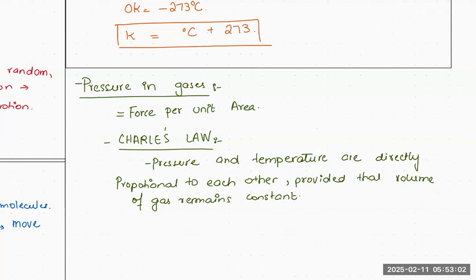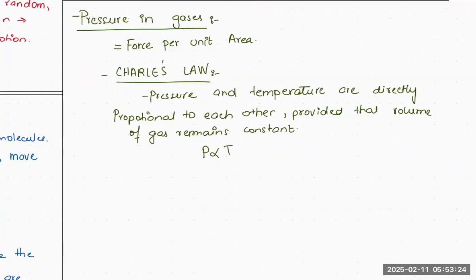So, what this basically means is that pressure and temperature are directly proportional to each other. So, if temperature increases, the pressure also increases. That's what it means. Okay. If pressure increases, the temperature also increases. So, when we talk about our pressure, how does this happen?